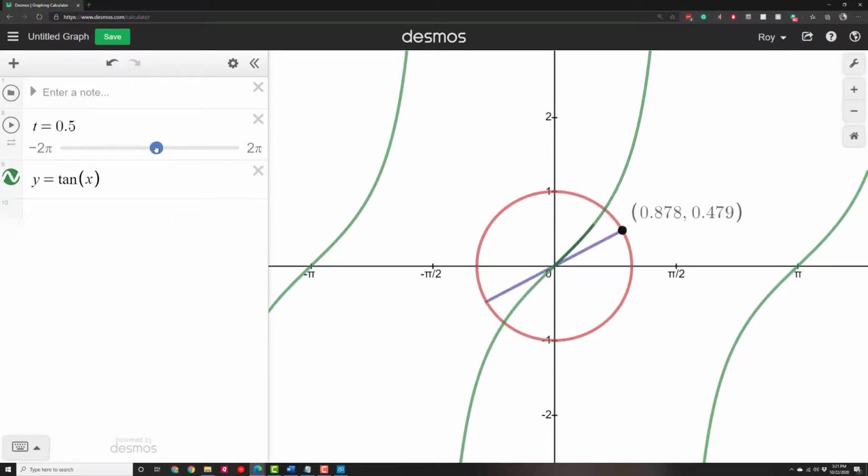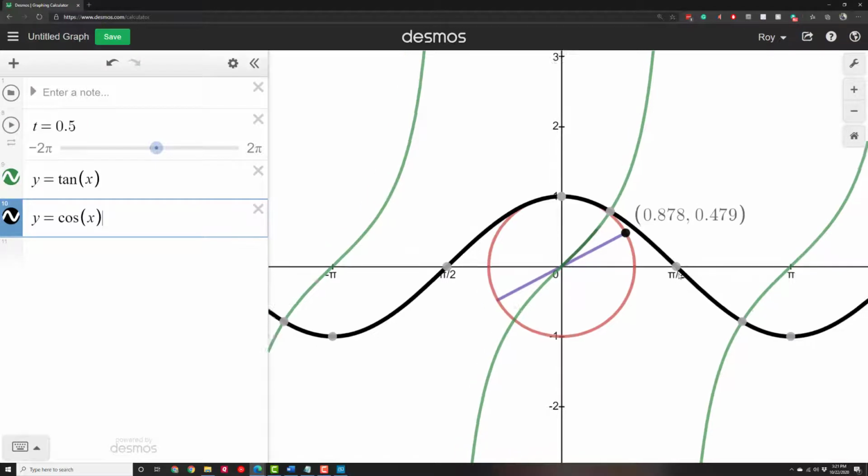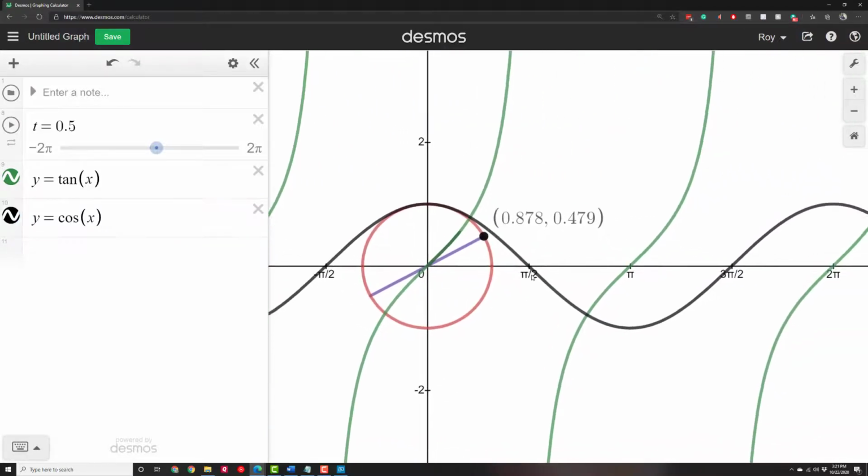And that comes from the fact that the cosine actually doesn't have issues, but becomes 0 at odd multiples of pi over 2. If I were to graph the cosine on here, which is the denominator of the tangent, you will be able to see that every time the cosine crosses the x-axis is when our tangent has an issue.